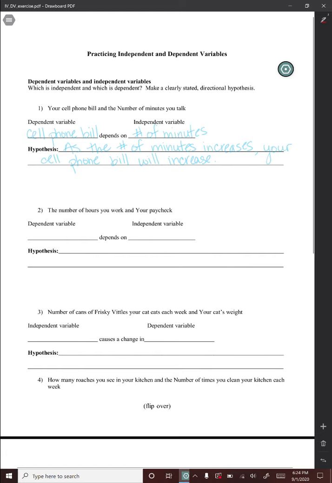Number two, the number of hours you work and your paycheck. So remember the rules, what comes first? Is it your paycheck or is it the number of hours? And your independent variable is always the thing that comes first. So your dependent variable here is going to be your paycheck. And the independent variable is the number of hours you work.